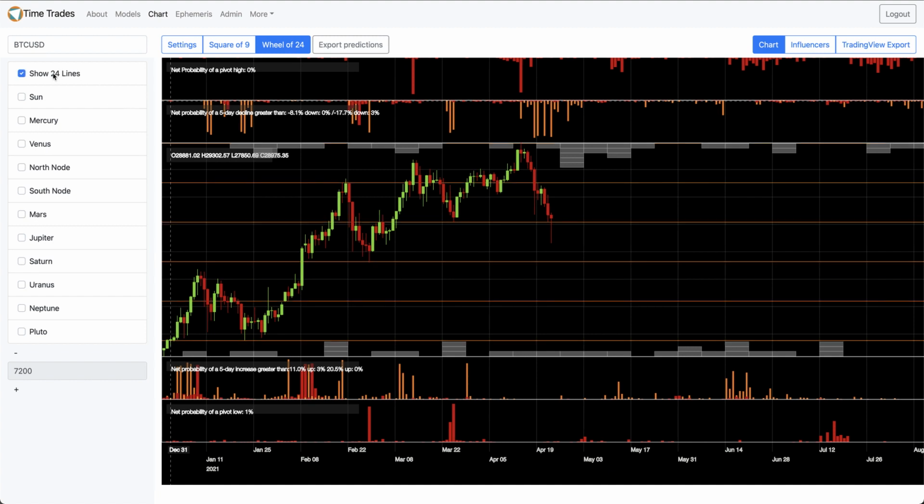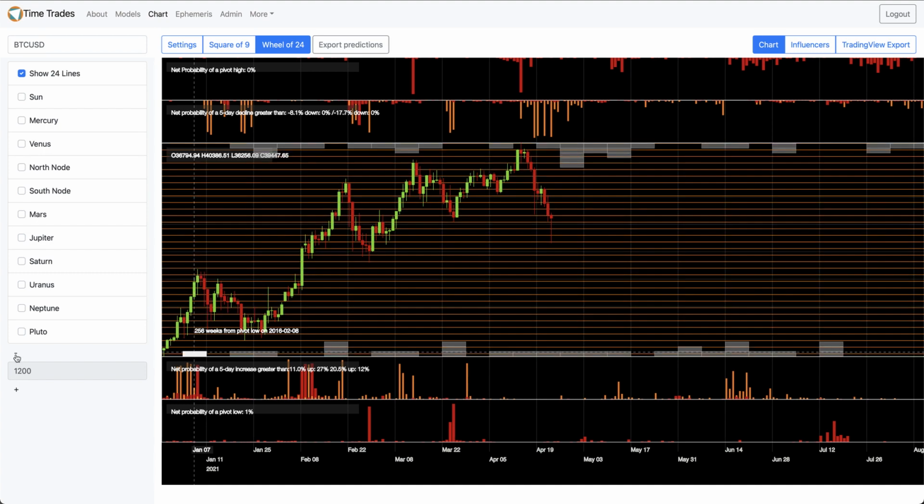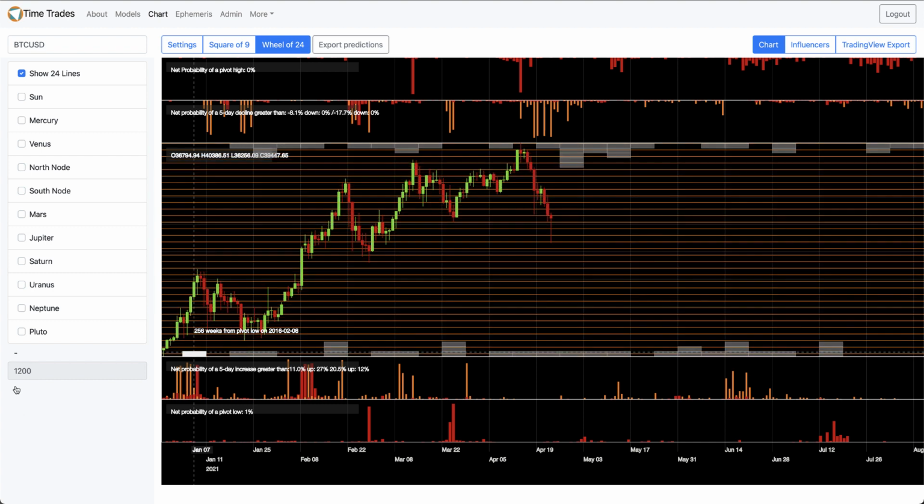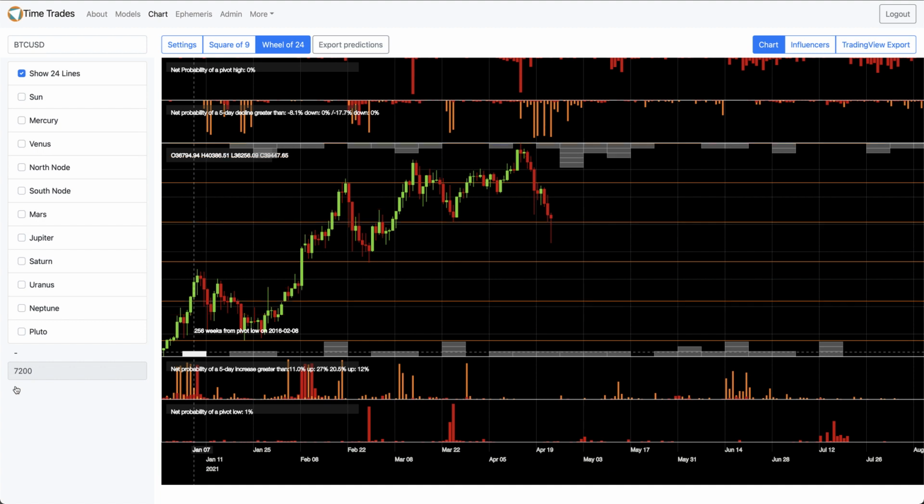So I'm going to start by showing the 24 lines. And by the way, I know the Wheel of 24 is a little glitchy at the moment, especially with Bitcoin. If you go and do this yourself and turn on the 24 lines and your screen turns orange, then you just need to adjust this conversion factor down here. So increase it. I think for some reason it's defaulting to like 24 or something ridiculous. And you can see how that turns your screen orange. So just increase that up until this number at the bottom, which is like the price conversion factor, gets to something useful like 7,200. 7,200 works pretty good.